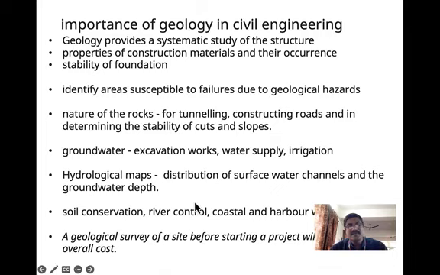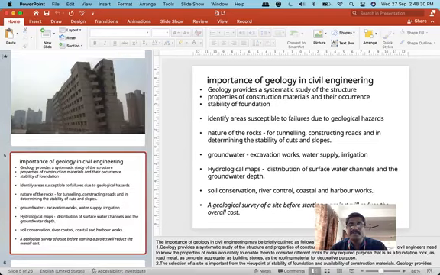The geological survey of the site before starting the project will reduce the overall cost. It will not only reduce the overall cost, technically it will also make it feasible and make that particular area suitable for the project. So all those things will be decided based on that.